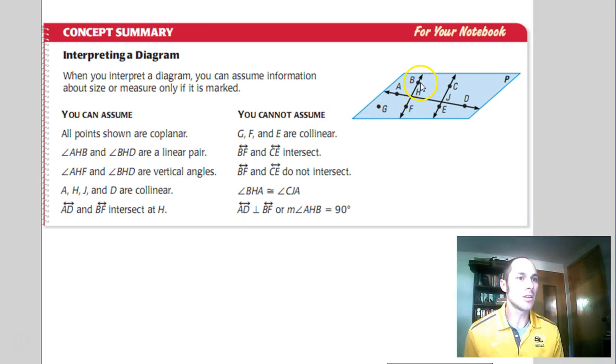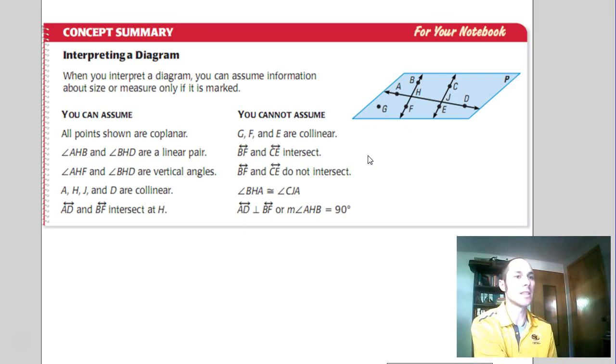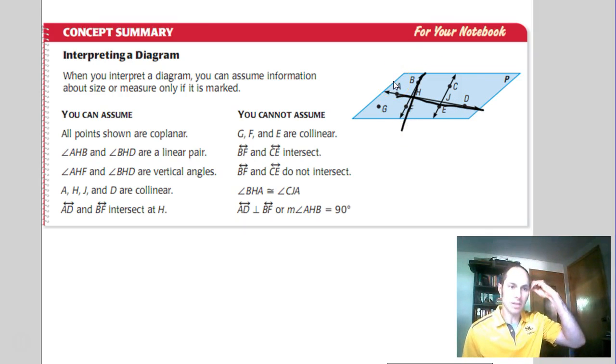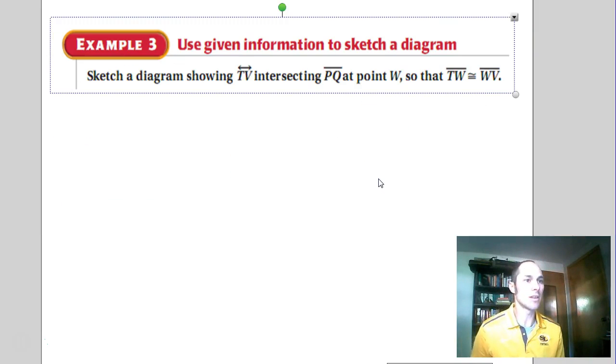We cannot say that angle BHA and angle CJA are congruent either, even though they might look like they are, unless the markings are there to show it. The other thing we can't say is if lines are perpendicular, so like AD and line BF. Though it appears that they might be perpendicular, what we would need is a marking to show that they are perpendicular. That box in the corner would indicate if they are.